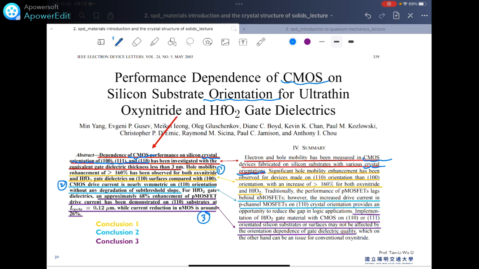So usually this also gives us a hint that when we try to write the paper, just think about what the three main contributions of this work are, and make a list as bullet points. Once you have the bullet points as a list, that would be highly helpful for you to write the paper. So we have three conclusions.